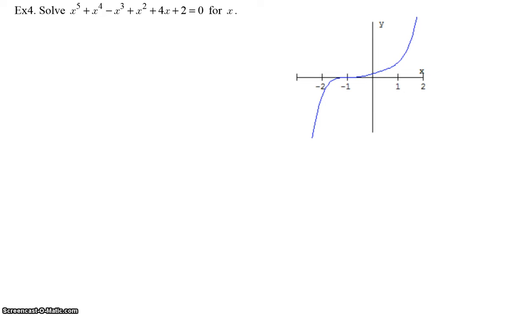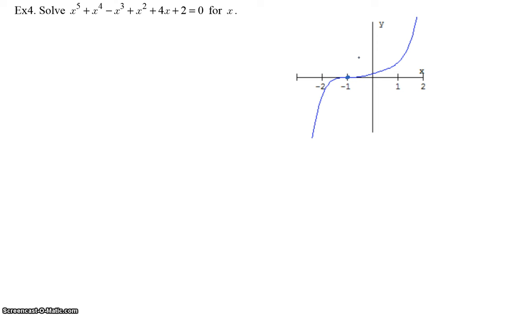Continuing with the section 3.5 notes, we now conclude with example 4, solving a fifth degree polynomial equation. The graph of the polynomial is shown in the notes, and from the graph it would appear that -1 is definitely a solution. It is an x-intercept, so -1 would appear to be a 0, therefore a solution of the equation. The question is, can we find any others?